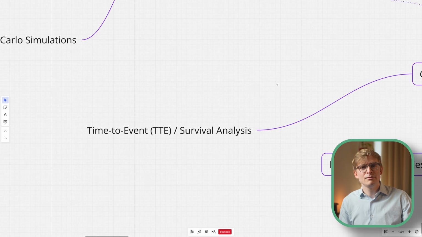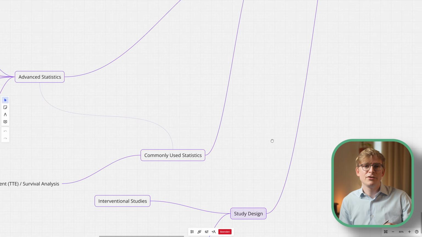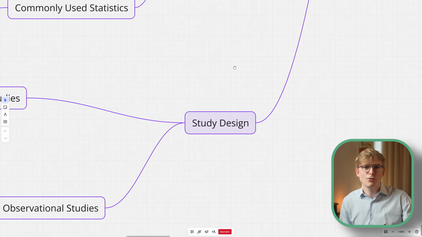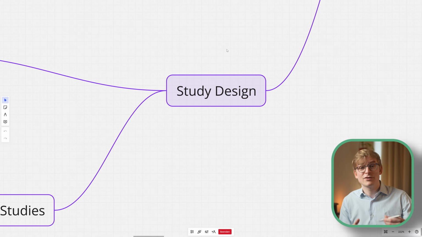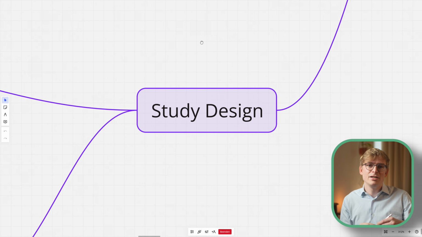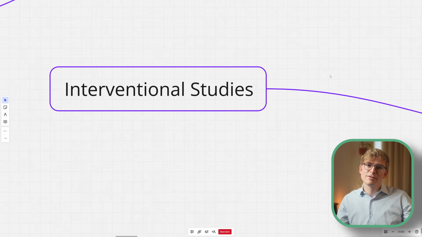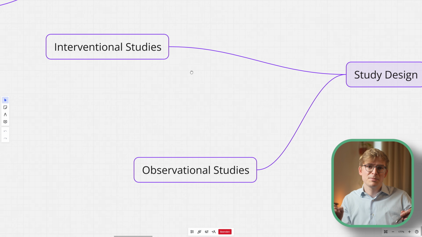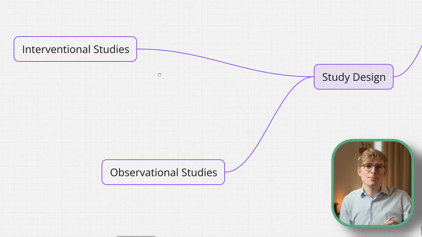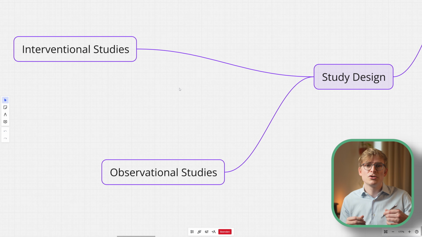If we move down a bit, you can see that the last topic I've included in my research methods section for the HEOR mind map is study design. Study design can be split into interventional and observational study design, and there are several subtypes for each. Every study type comes with its own pros and cons, which are good to know about if you want to use data from one of these studies in your research.